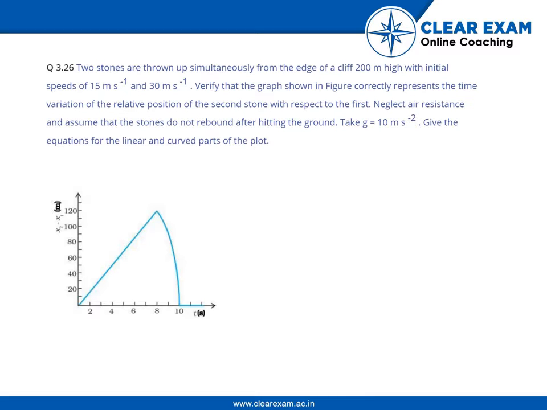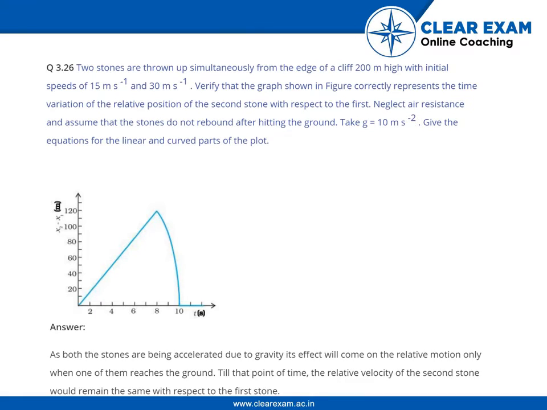Verify that the graph shown in the figure correctly represents the time variation of the relative position of the second stone with respect to the first. Neglect air resistance and assume that the stones do not rebound after hitting the ground. Take g to be 10 meter per second squared. Give the equations for the linear and curved parts of the plot.